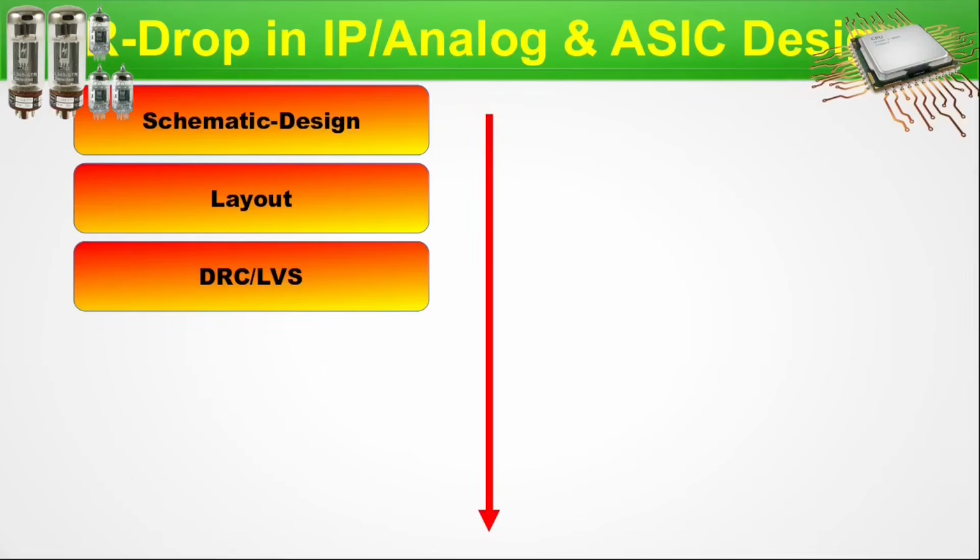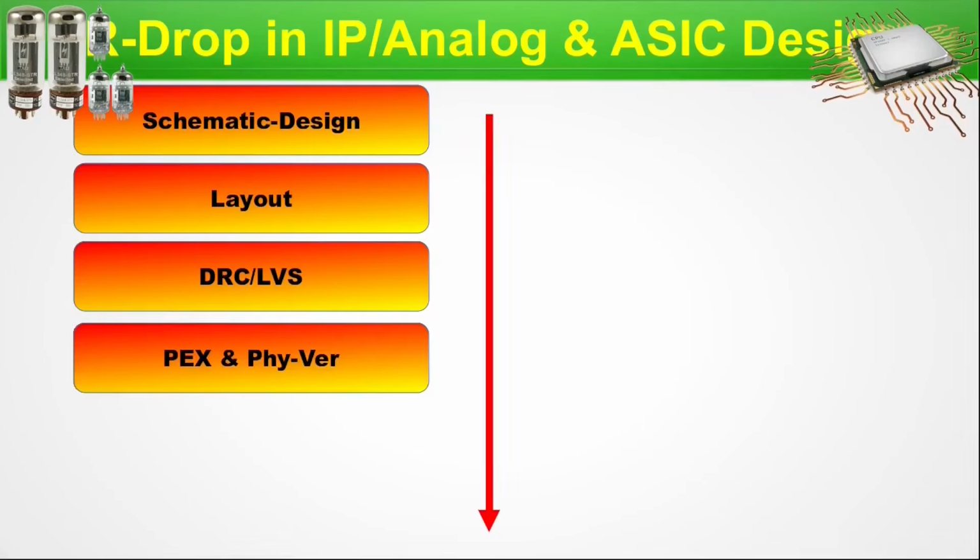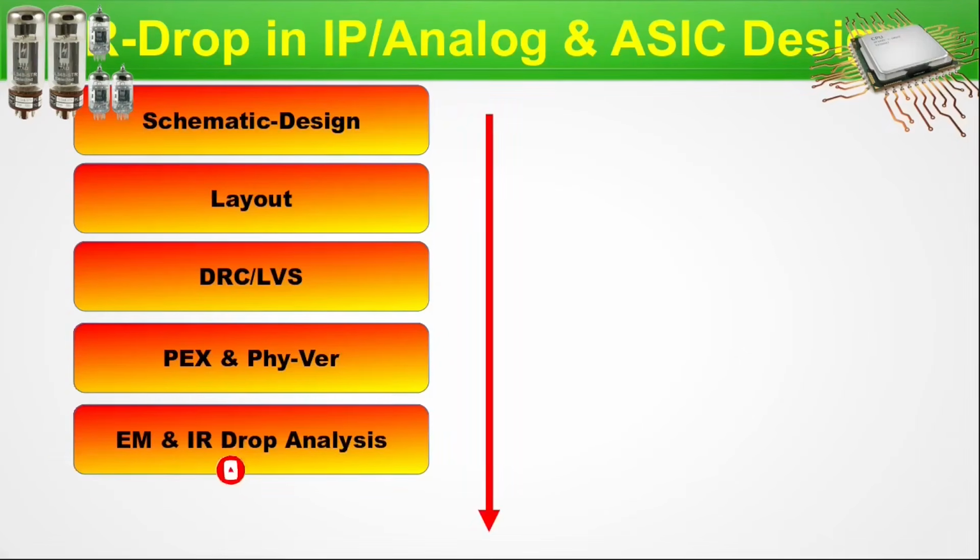Next, we do the ERC and LVS check on the layout and make sure that the layout is clean of any DRC or LVS violations. Next, we do the parasitic extraction, abbreviated as PEX, and other set of physical verification. Next, we do the EM and IR drop analysis. Generally, these two are analyzed side by side because of their similarity in nature. In this channel, I have already created one episode on EM analysis in both the IP and ASIC design flow.